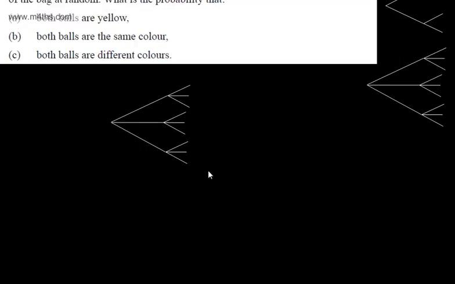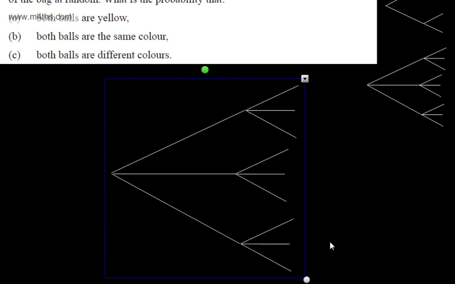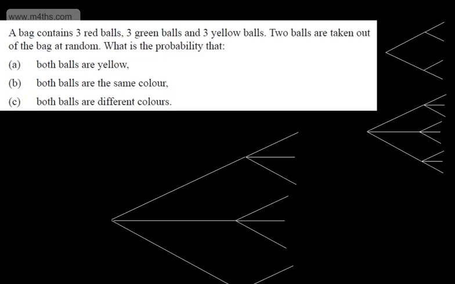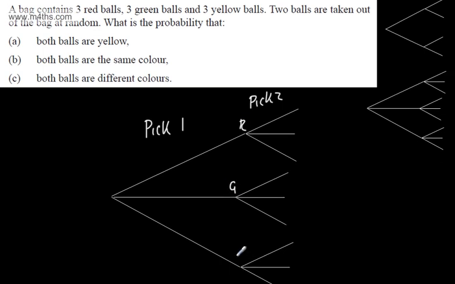By this time, you might simply be writing sample spaces and working them out from there. So on the first pick, all of these are very similar examples, and in a later video we'll do some more challenging exam style questions, but hopefully this gives you some idea of what you should be doing. Pick one and pick two. So we've got red, we've got green, and we've got yellow. So red, green and yellow.